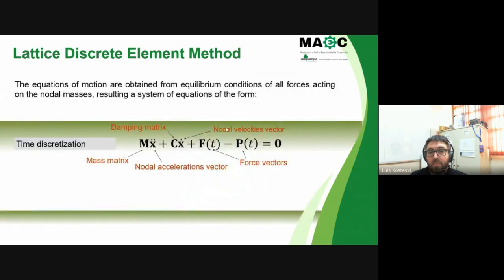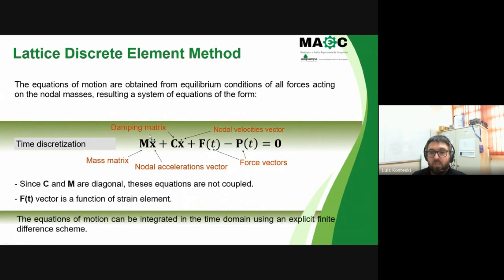Then the time discretization is done by the equation of motion, where M is the mass matrix, and C is the damping matrix. These two matrices are diagonal. Then these equations are not coupled. F are the internal forces that are related with the displacement of every element of the model.